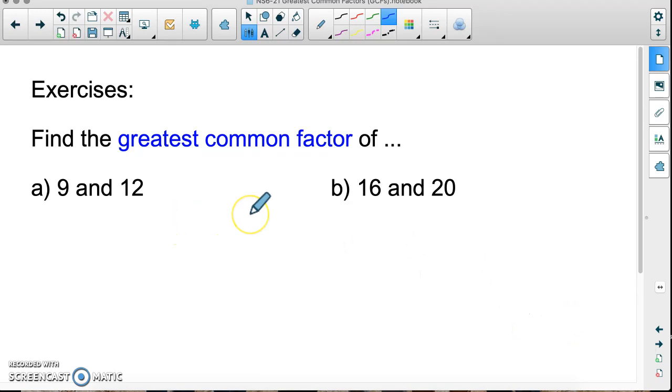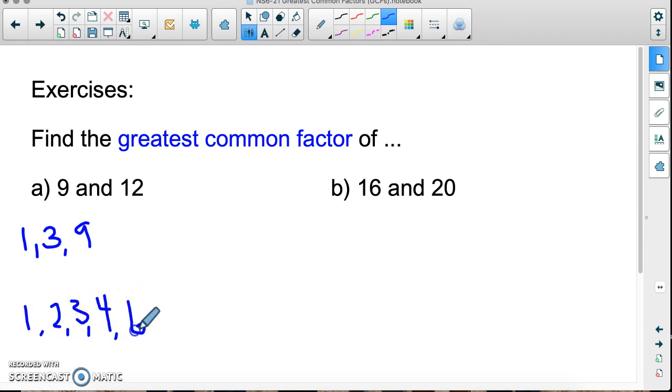Let's do A together, and you can do B on your own. So we're going to find the greatest common factor of 9 and 12. So we know that based on the charts, for 9 we had 1, 3, and 9. And then for 12, on the other side, we had 1, 2, 3, 4, 6, and then 12 itself. So we would say here that the greatest common factor of 9 and 12 would be the number 3. It is the greatest common factor between the two of them.